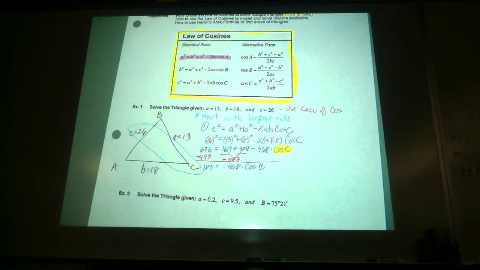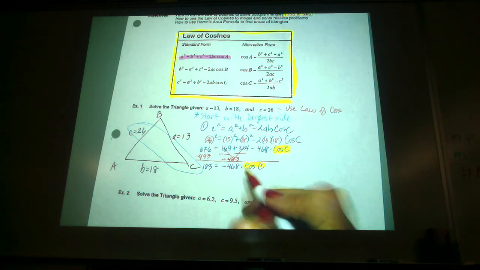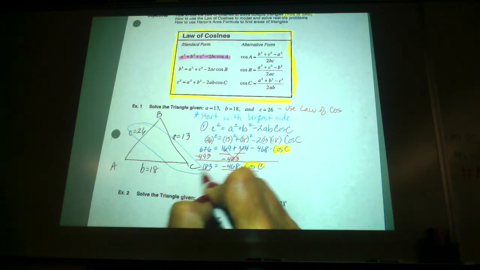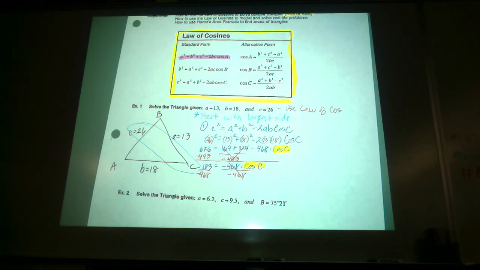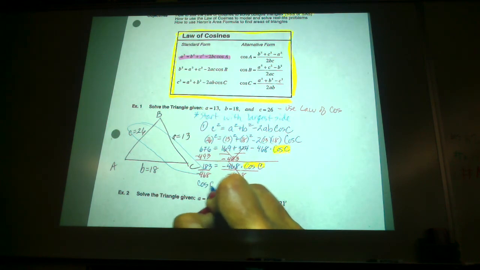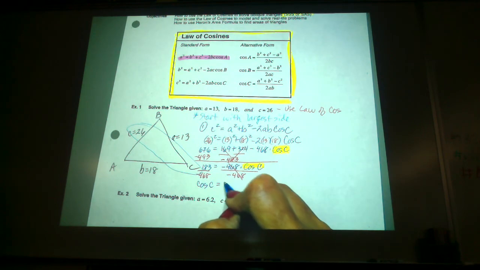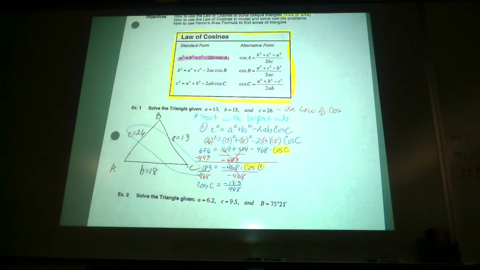Still trying to get the trig function by itself, so what do you do now? Divide by negative 468, divide by negative 468. So those cancel. So I have the cosine of C is equal to negative 183 over 468. How do I find C? You have to do the inverse, right?